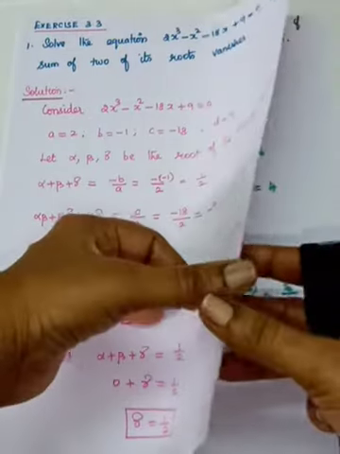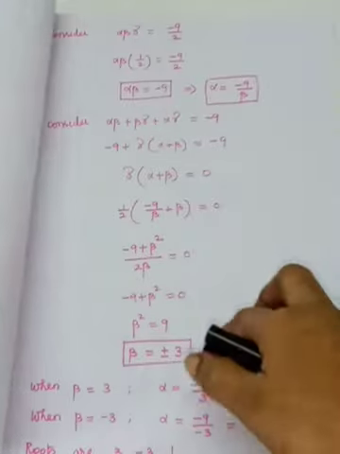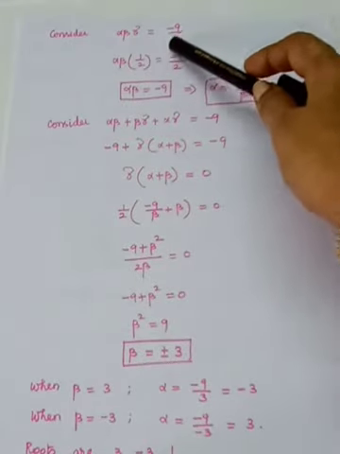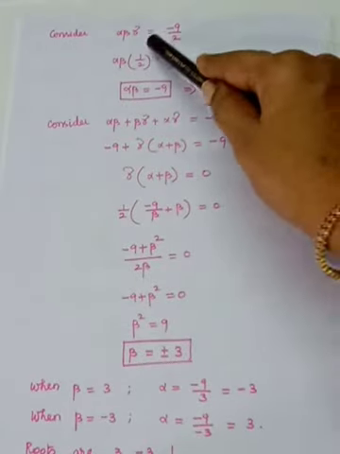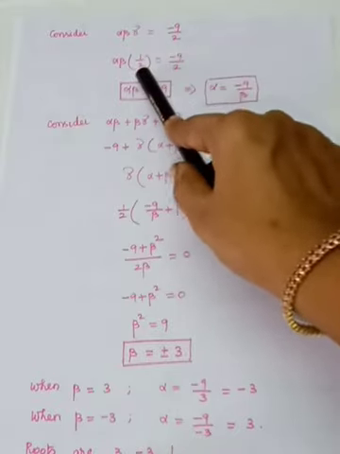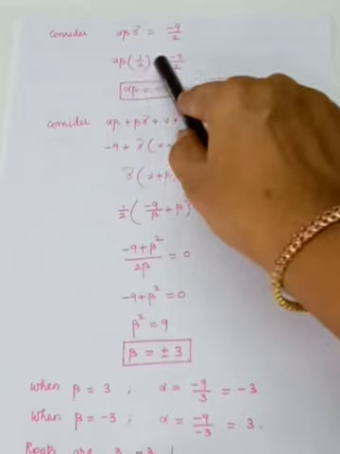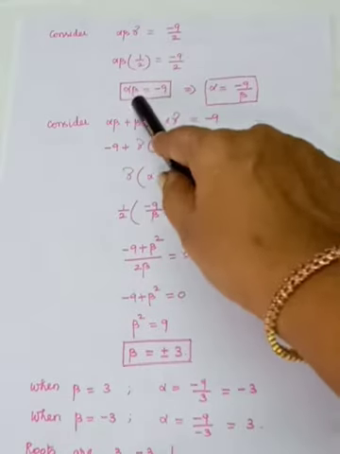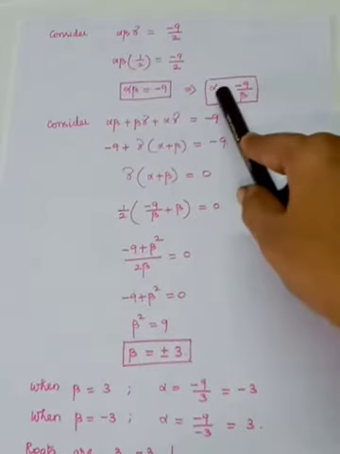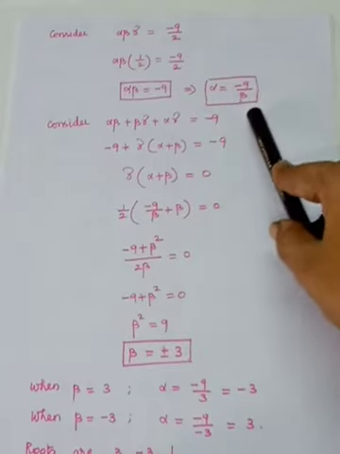Take the next one. Which one? Alpha beta gamma is equal to minus 9 by 2. On that, with gamma as 1 by 2, you are getting alpha beta is equal to minus 9, as this 2 and this 2 get cancelled. So alpha beta is equal to minus 9. From that, alpha is equal to minus 9 by beta.